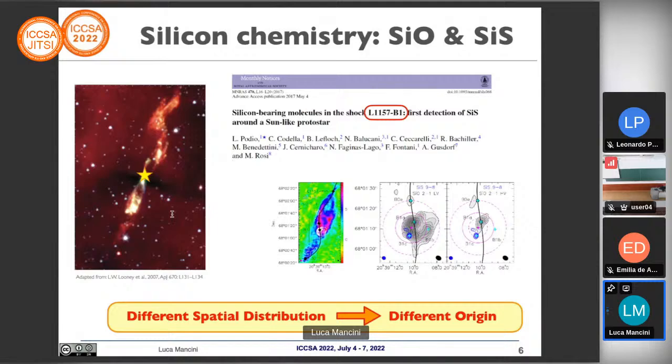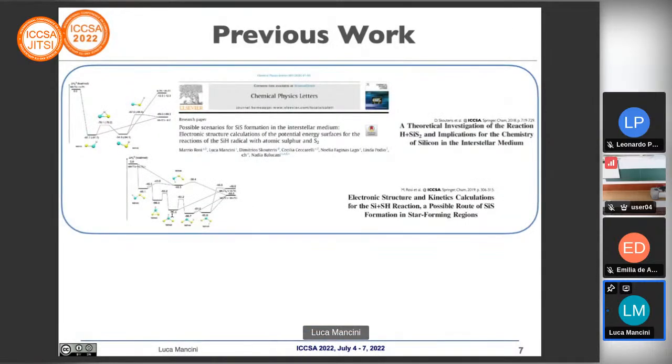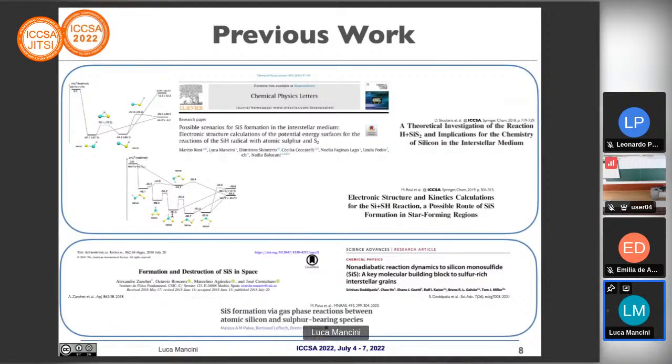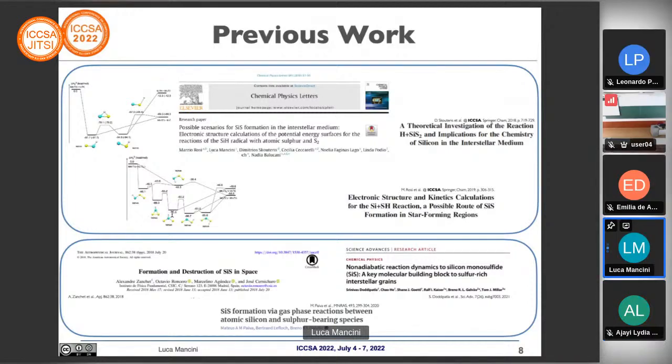Since that moment, different works have been performed both in our research group and in different research groups, with also some contribution presented in this conference a few years ago, in order to explain and try to understand the possible formation mechanisms for interstellar silicon sulfide, starting from gas phase reactions with simple precursors and, in particular, neutral-neutral reactions.